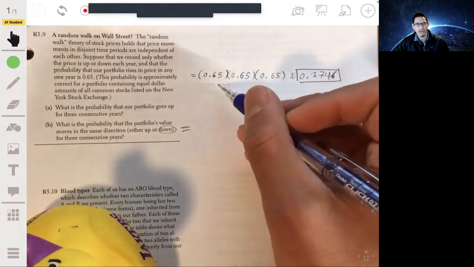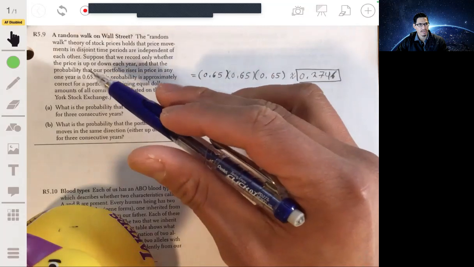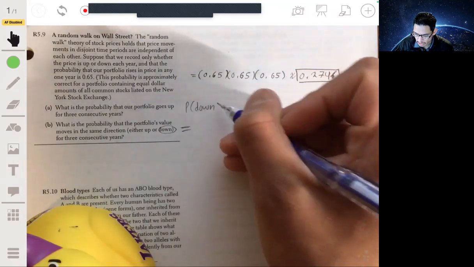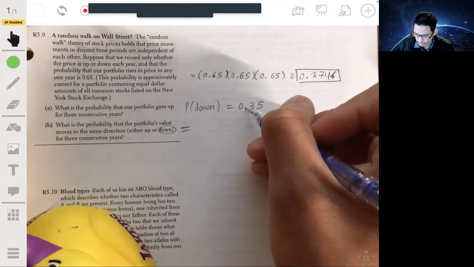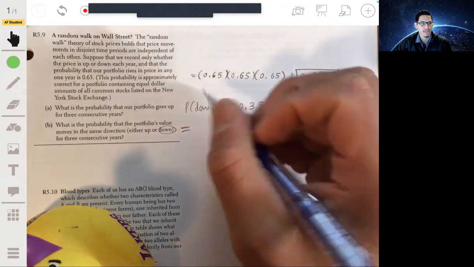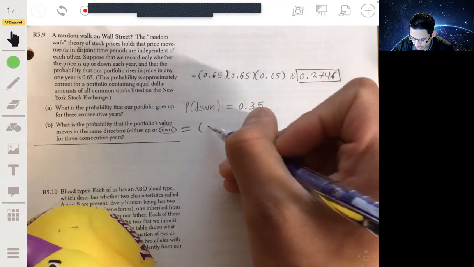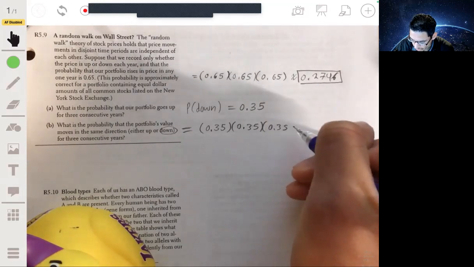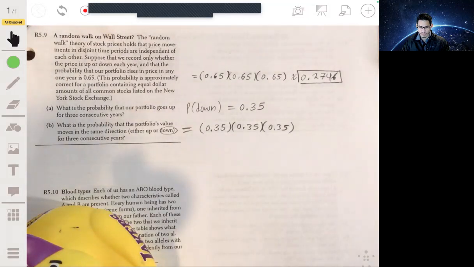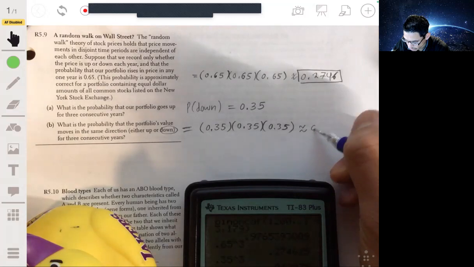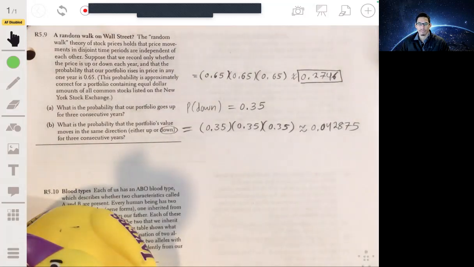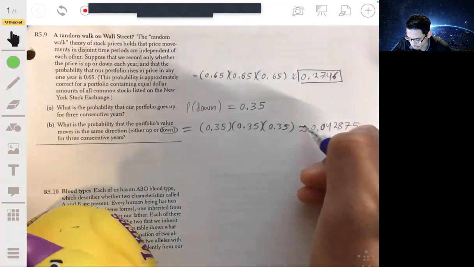Now, if the probability that it's going to go up in any given year is 0.65, the probability that it's going to go down in a year is 0.35, because it's the complement of going up, or 1 minus 0.65, which is 0.35. So the probability that it's going to go down 3 consecutive years, using the same principle as in part A, we're just going to do 0.35 times 0.35 times 0.35, and we'll get 0.042875, which is technically exact.